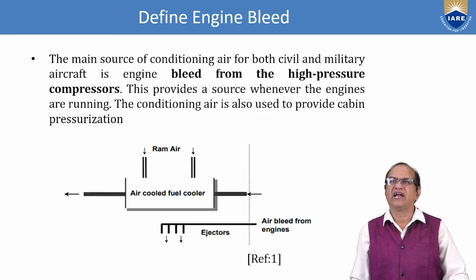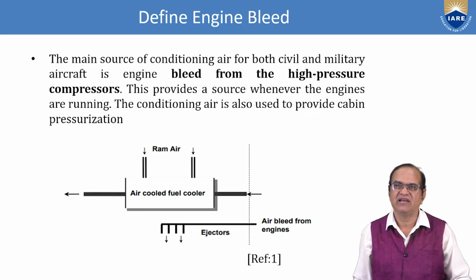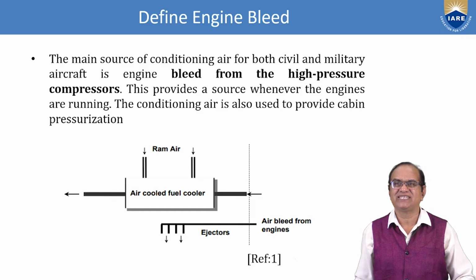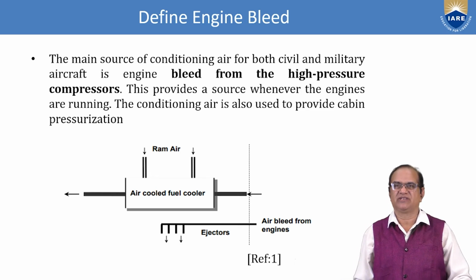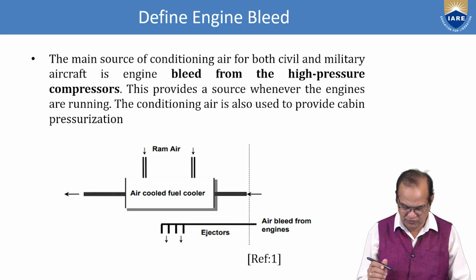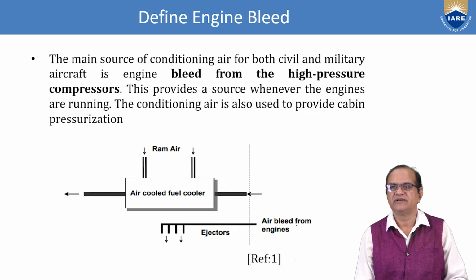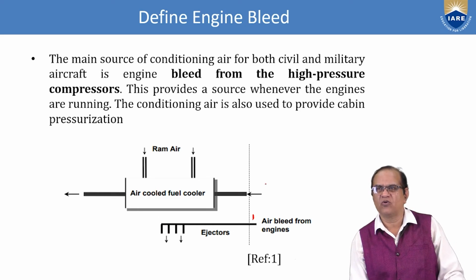The main source of conditioning air for both civil and military aircraft is engine bleed from the high pressure compressor. This provides a source whenever the engines are running. The conditioning air is also used to provide cabin pressurization. You can see here the air bleed from the engine. This air is taken from the engine and goes to the ejector, and the air cooled flow is coming from here and going out from here.